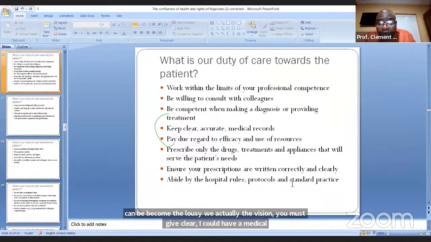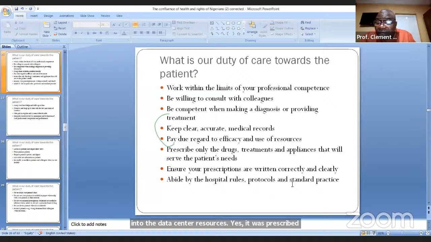As a doctor, you must prescribe only the drugs and treatments needed by your patients. That means you cannot allow a drug company to push you to give drugs not required by your patients, like we're doing a drug trial. There are processes for drug trials, but don't allow a pharmaceutical company to push you to prescribe drugs just to see the efficacy, a drug not required by a patient. If anything happens to that patient in the process, you are guilty. Your prescription must be written correctly and clearly.